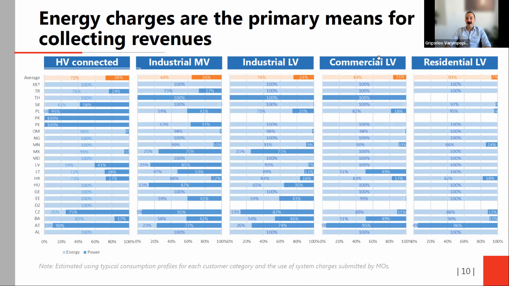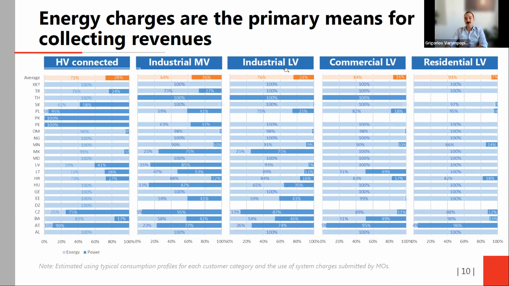Here we have 5 different typical types of customers: HV connected big industrial customers, MV connected industrial customers, LV connected industrial customers, commercial customers, and residential customers. And at the top, we see the average among countries. So on average, 72% of revenues are recovered through the energy charges and 28% through demand charges. And for industrial MV customers, 64% through energy charges and 36% through demand charges.